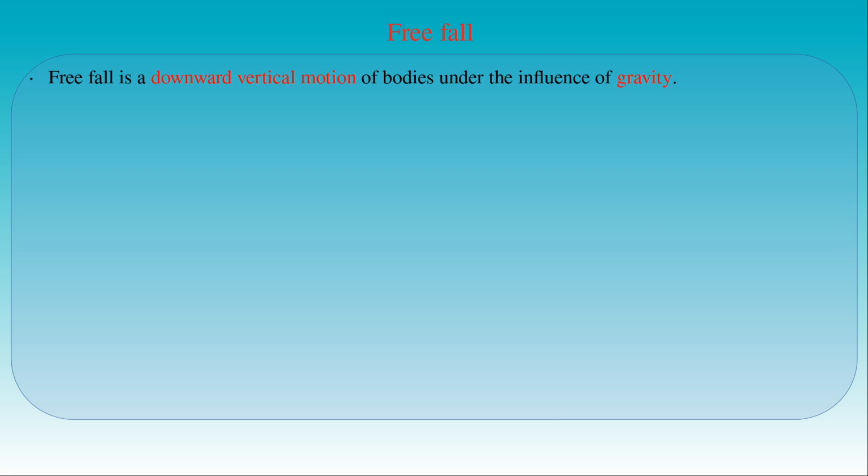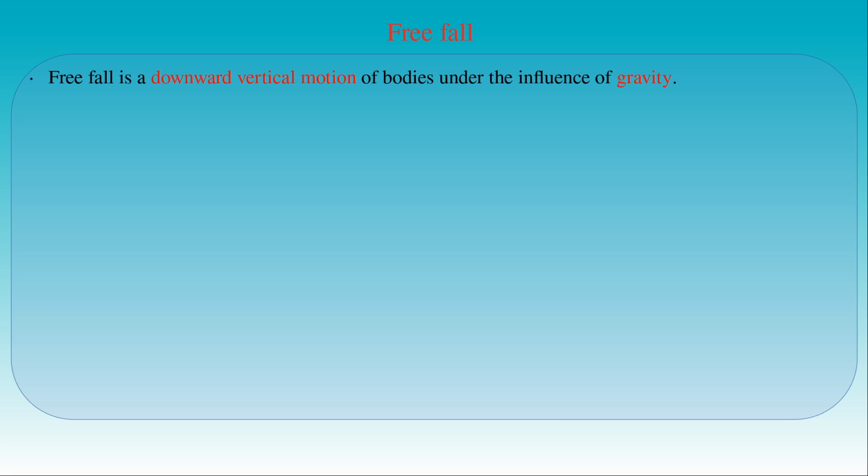The next basic motion which we discuss is the free fall. The free fall is a downward vertical motion of bodies under the influence of gravity. Since the free-falling objects move along a vertical straight line, we talk about a one-dimensional motion, as in the case of the uniform linear motion. The only difference between them is that the free fall is not a uniform motion.